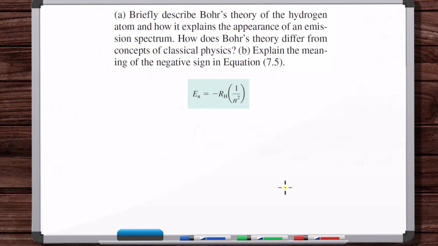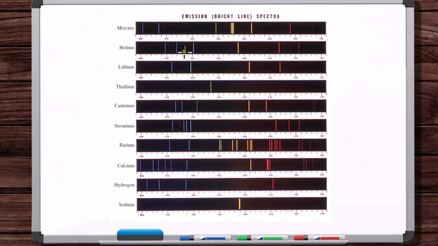Let me pull up a picture. Okay, so this is not a continuous spectrum. This is a line spectrum. It's like a fingerprint that you can use to identify different elements.